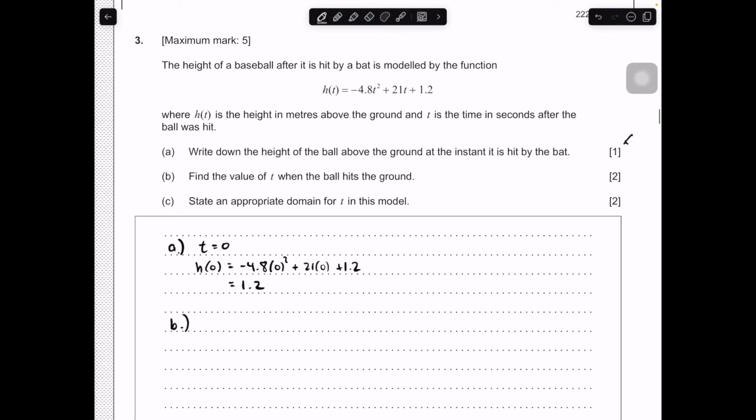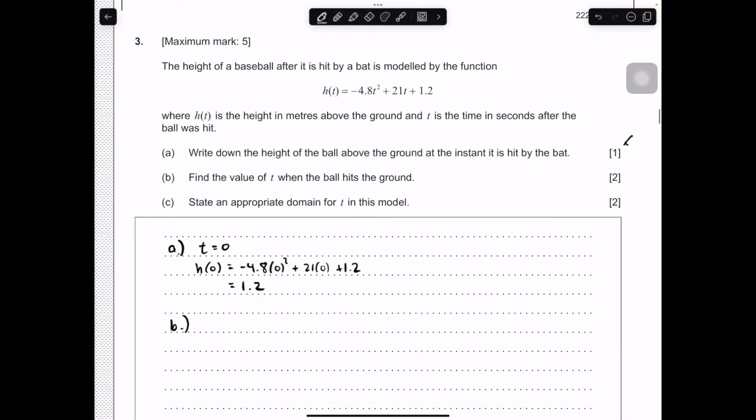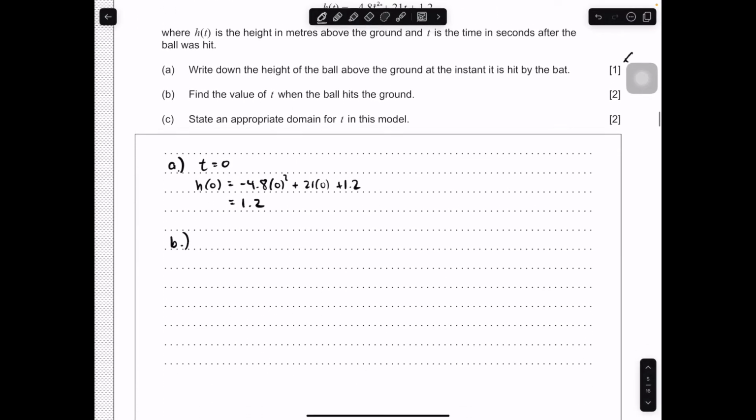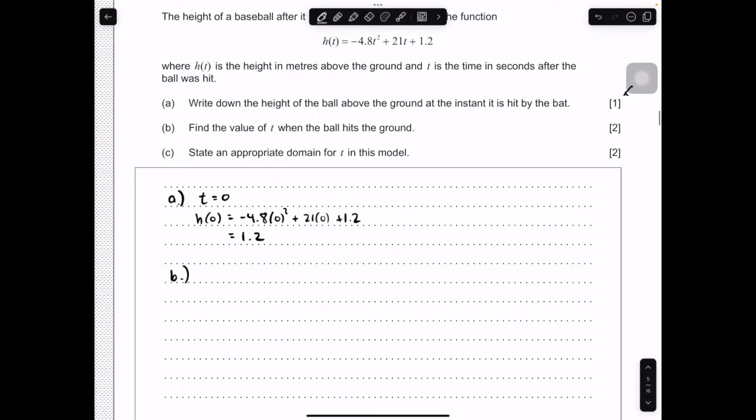All right, part B, find the value of t when the ball hits the ground. So the time at which the ball hits the ground. There are two ways to solve this. If we think of the conceptual idea of what is going on here, we have height as a function of time. The ball at t is 0 is 1.2 meters above the ground, and it's a baseball, so it's going to fly through the air, and then it's going to hit the ground somewhere. And where is it going to hit the ground? It's going to hit the ground when h itself is equal to 0.